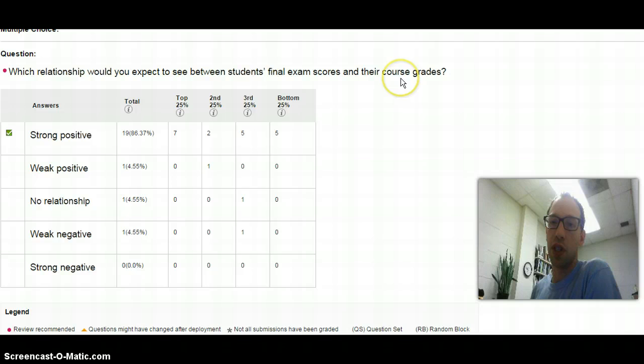Final exam scores and a student's course grade. Certainly you would hope that students who learned a lot and performed on the final exam well would get a good grade in the course, and vice versa, which would be a strong positive relationship. The higher of one, the higher of the other.